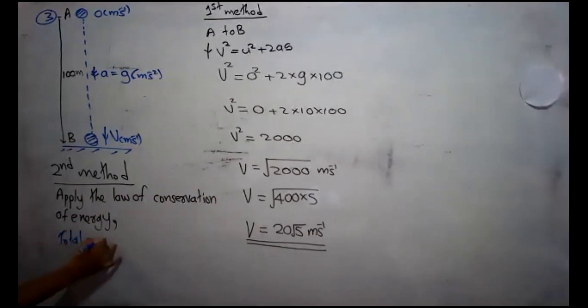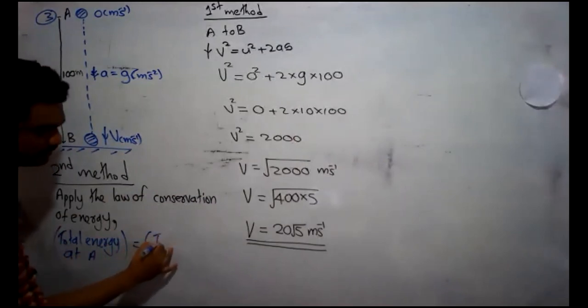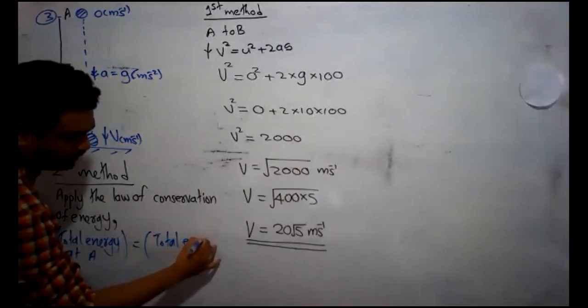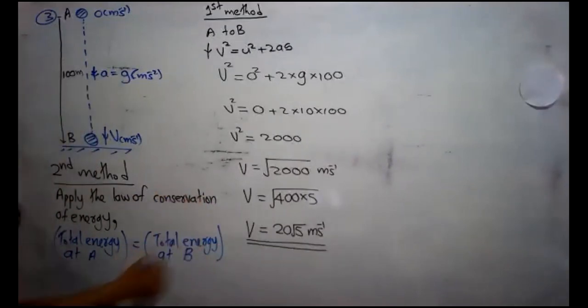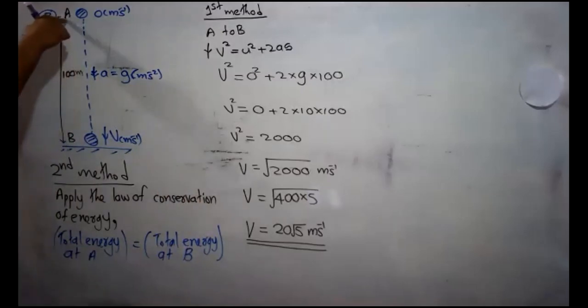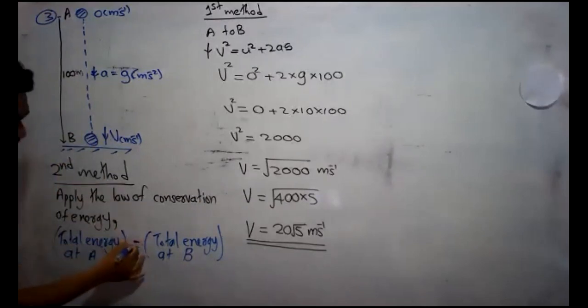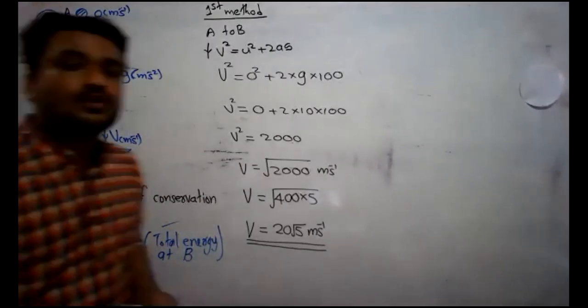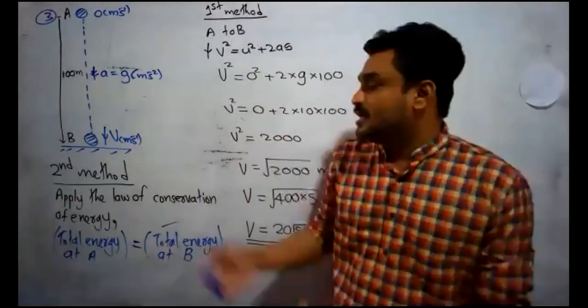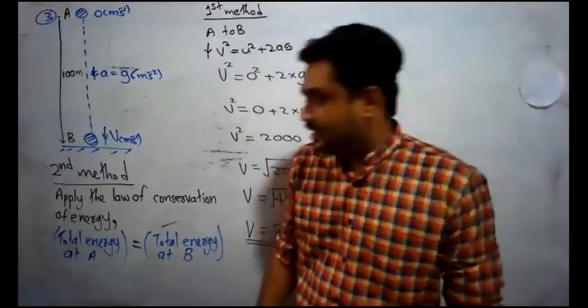Total energy of the ball when it is at capital A equals the total energy of the object when it reaches B. Total energy of the ball at A means total initial energy. Total energy of the ball when it reaches B means total final energy. It's a solid object. For a solid object, the total energy is the summation of potential energy and kinetic energy.